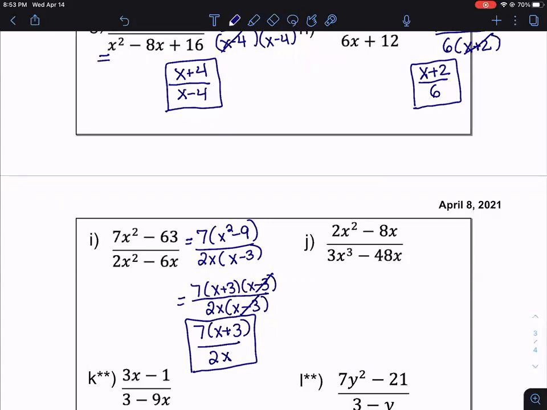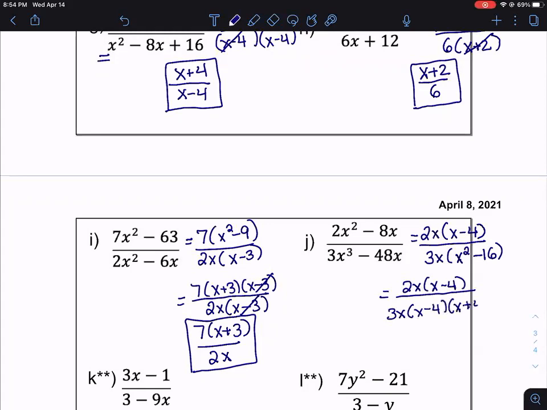Okay, so in the numerator, you have a 2x as your GCF. You're left with x minus 4. In the denominator, you have a 3x as your GCF. You're left with x squared minus 16. Now you still have a denominator that can be factored more. So what I like to do is rewrite the numerator. The denominator is a difference of squares, so x minus 4, and then x plus 4.